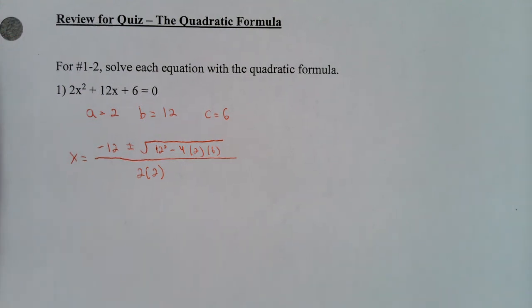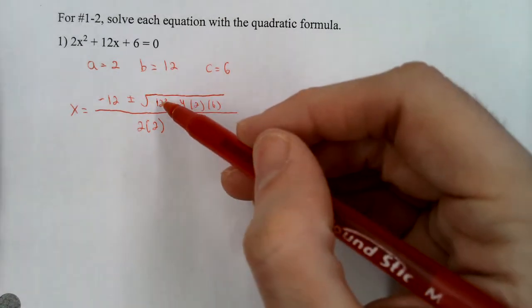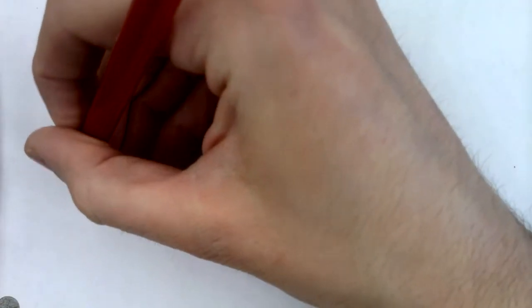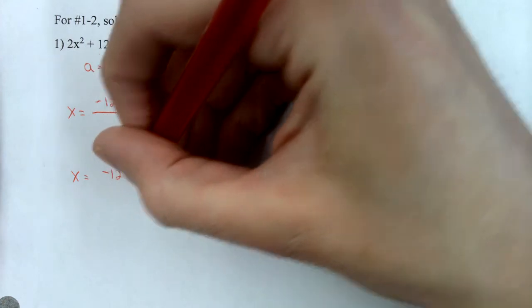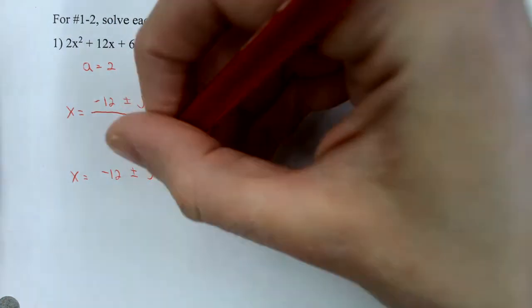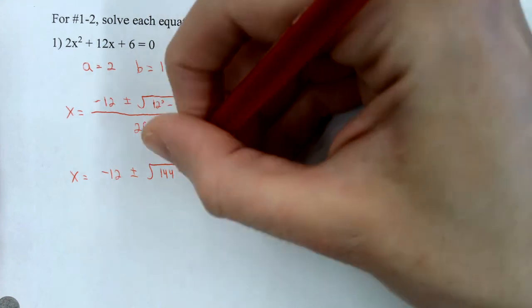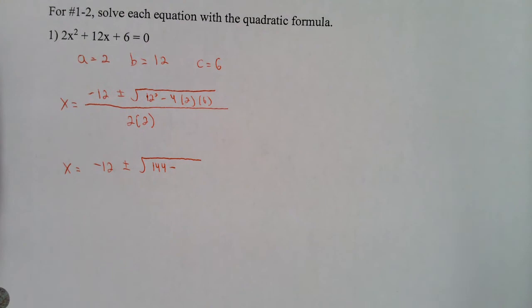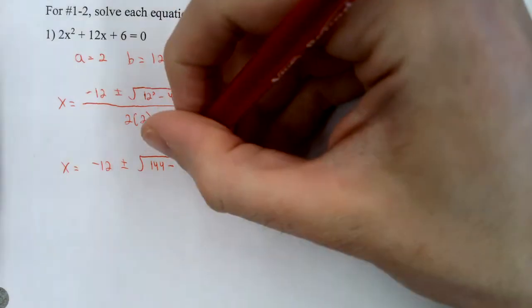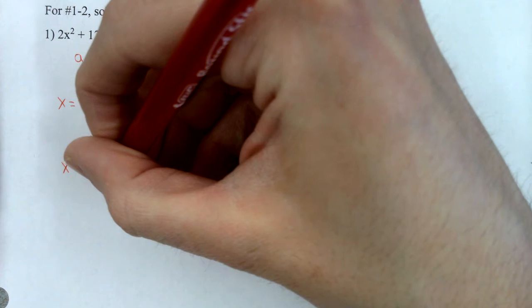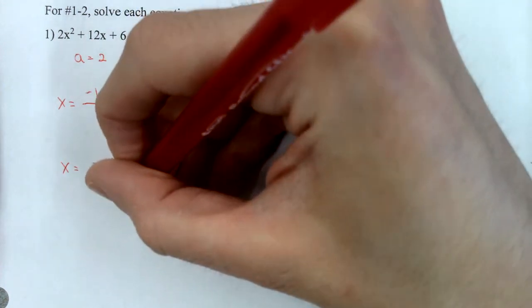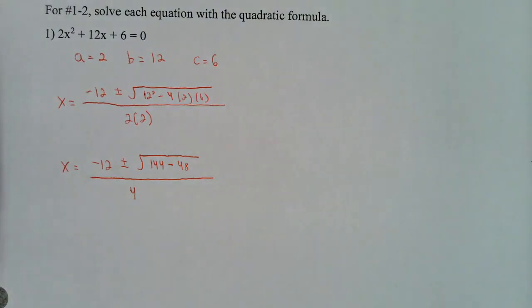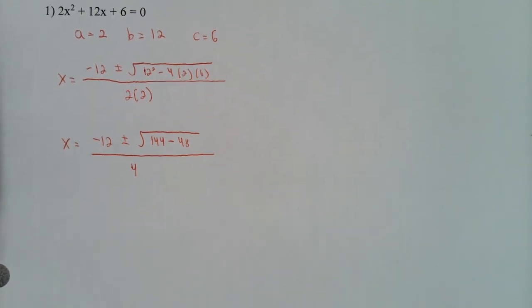So now we're going to simplify that using the order of operations. So under the square root, that's going to be 144. We're going to subtract out 4 times 2 times 6. Okay, 4 times 2 is 8, times 6 is 48. So we're going to subtract out 48. And this is all going to be divided by 2 times 2, which is 4. Under the square root, we're going to do 144 minus 48. We're going to get 96. Okay, one step at a time.